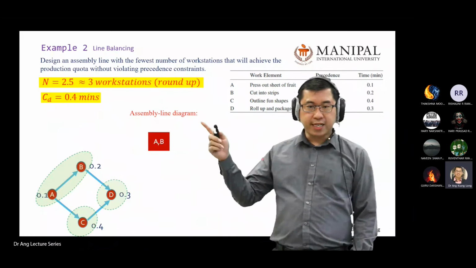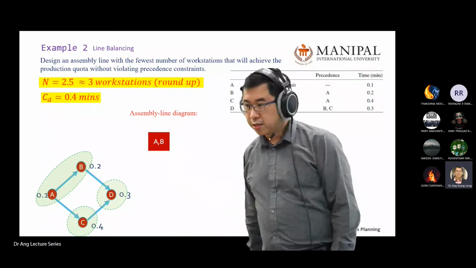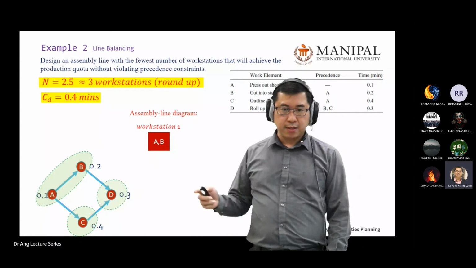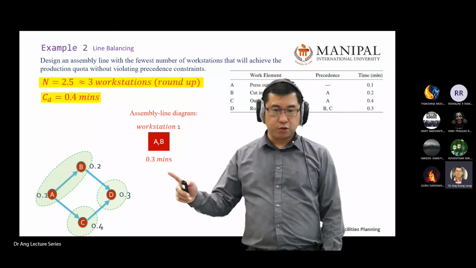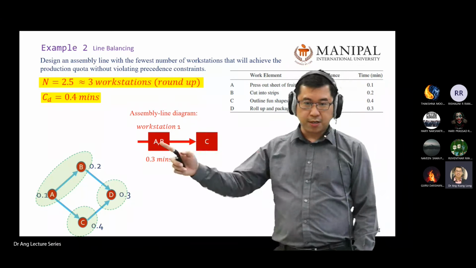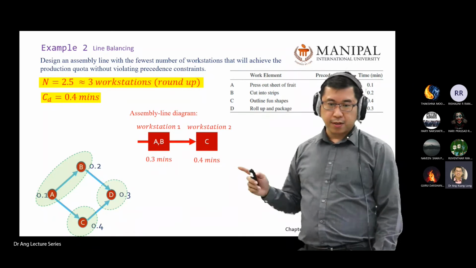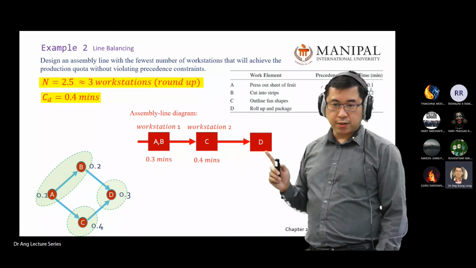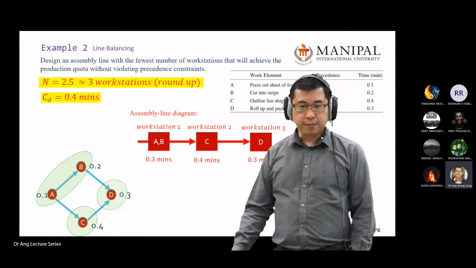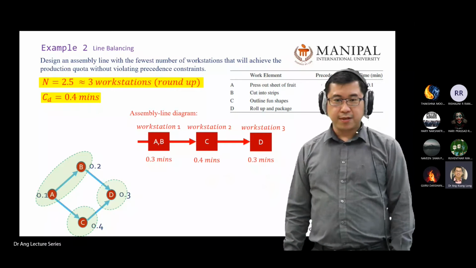So how do you draw the assembly diagram? Square means workstation. Put workstation 1, 0.3 minutes. You continue C, 1 box here. Draw the arrow. Put workstation number 2, 0.4. Then go to the last station, workstation D. You get 0.3. From this diagram, you know what is the maximum cycle time, right?